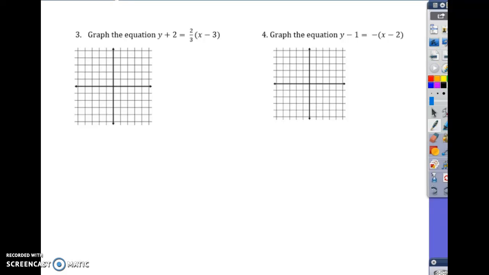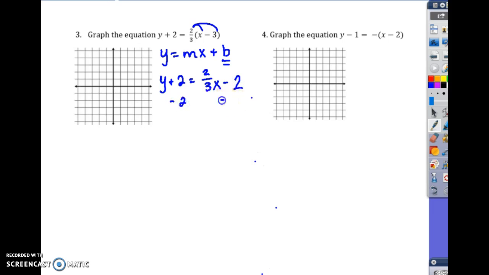Moving on to number 3, it says graph the equation. Well, there's a couple of ways you could graph it. You can get it in slope-intercept form, and that's what we're familiar with. That is y equals mx plus b, where b is the y-intercept and m is the slope. So let's go ahead and do that. For y plus 2, I'm going to distribute the 2/3. And 2/3 times -3 is -6/3, so it's 2/3 x minus 2. Now I'm going to subtract 2 from both sides, and when I do that, y is equal to 2/3 x minus 4. So that's the equation in slope-intercept form.